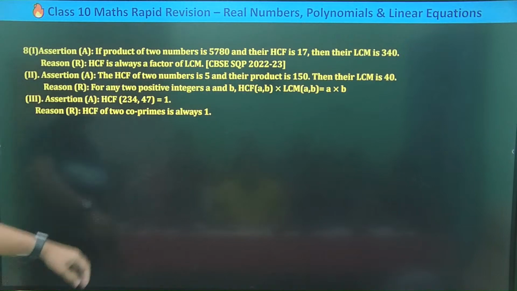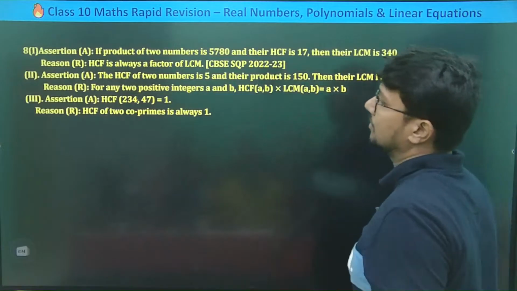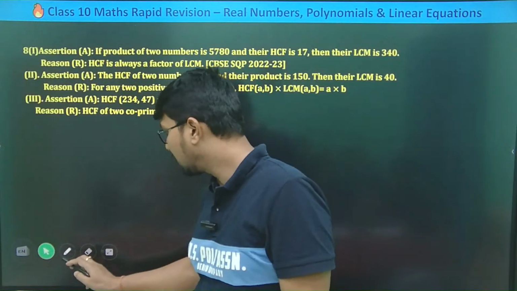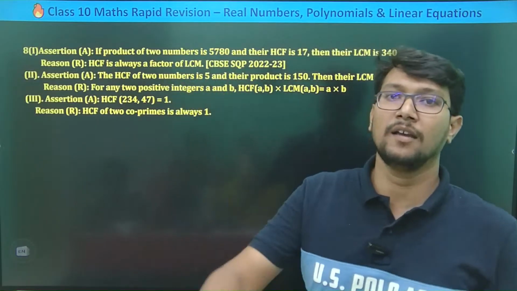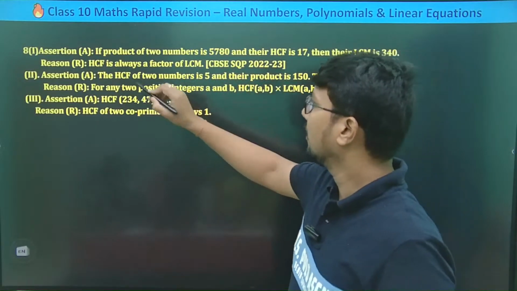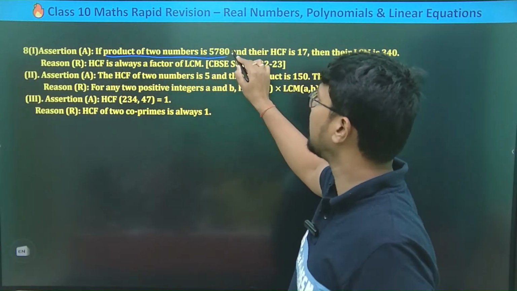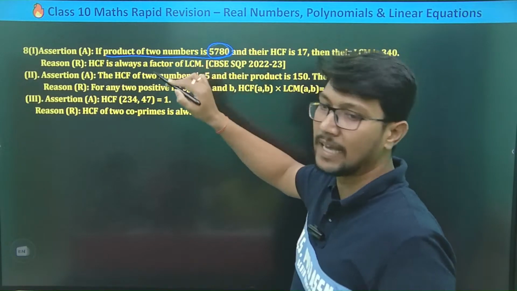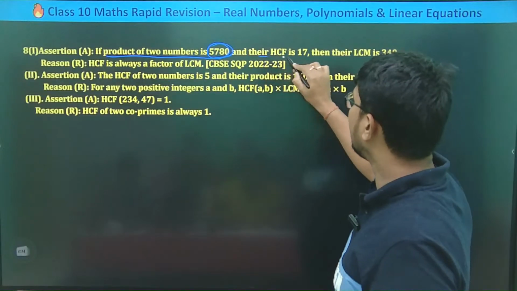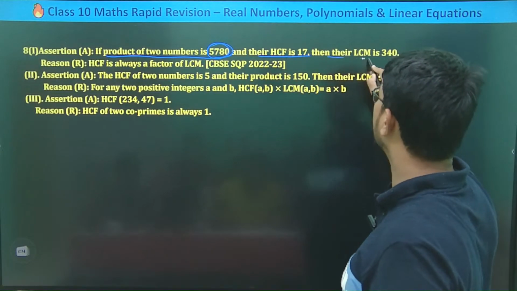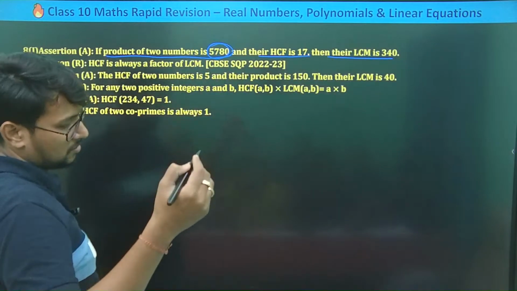First question, you can see it is a question from 2022-23. If the product of two numbers is 5780 and their HCF is 17, then their LCM is what? I told you while discussing that I will also discuss the concept.